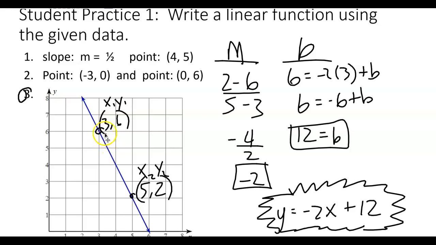So I went ahead and picked these 2 points, (3, 6) and (5, 2). Used my formula, got -2. Then I plugged in this point for x and y and my slope into the y equals mx plus b formula to solve for b, and I got 12. So my equation would be y equals -2x plus 12.